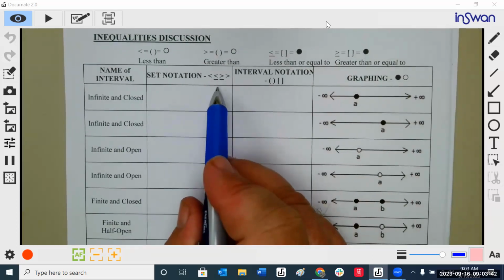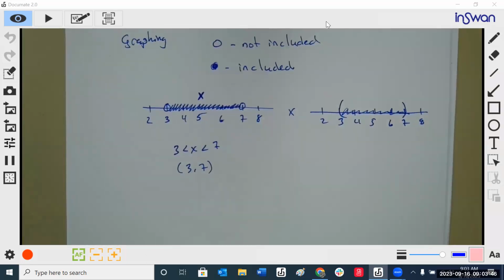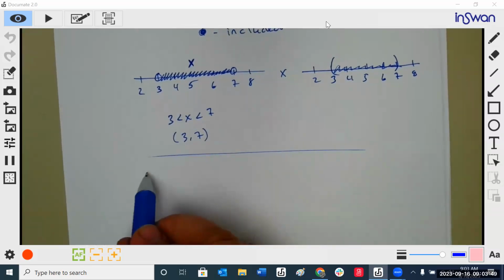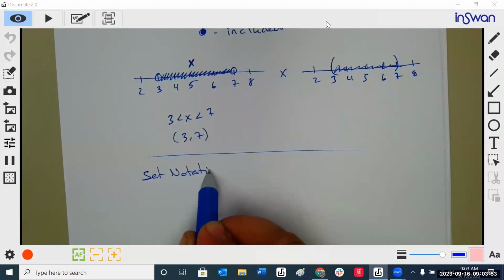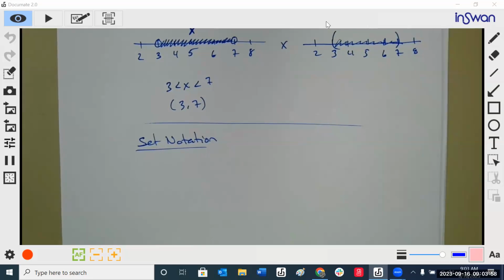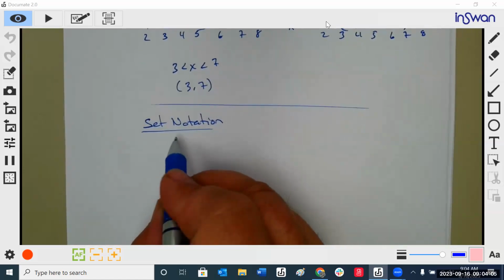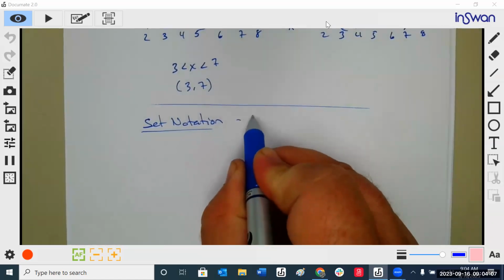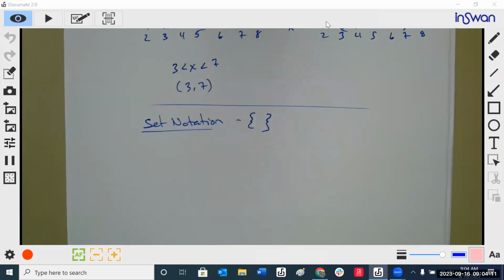Well, before I move on any further, let me explain to you where the set notation really came from. Set notation, again, all this stuff started from philosophy, and in philosophy, there's a subject called logic. Set notation came from this. Remember, when we deal with sets, we have to use these squiggly brackets. Whatever is inside there is my set.